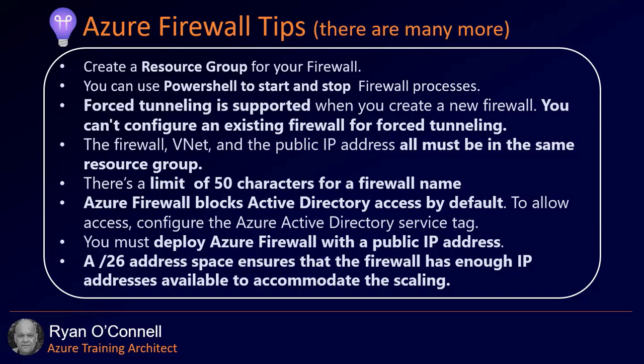Azure Firewall blocks Active Directory by default. So to allow access, you need to configure the Azure Active Directory service tag, and then it will allow access. You must deploy an Azure Firewall with a public IP address. You can't deploy an Azure Firewall without a public IP address. The Azure Firewall uses a /26 address space. This ensures that the firewall has enough IP addresses for availability to accommodate scaling. So if you need to add another firewall and your firewall scales up and down, having this /26 address allows us to do this.